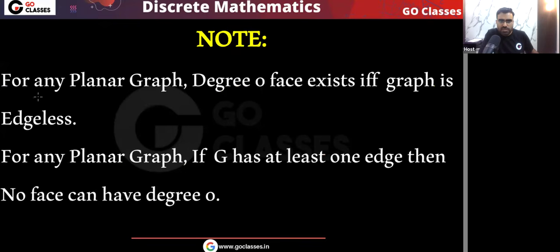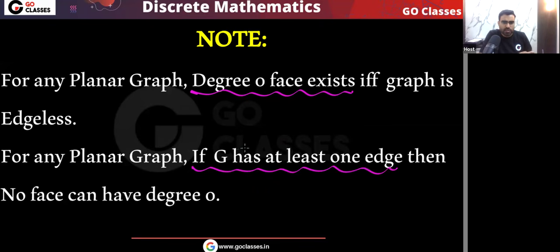So you can easily see these are the 2 points we have seen. For any planar graph, a degree 0 face exists if and only if the graph is edgeless. Okay, remember, if there is no edge, then a degree 0 face will exist. If G has at least one edge, connected or disconnected does not matter, your graph can be connected or disconnected, but if it has at least one edge, then no face can have degree 0. Yes or no?